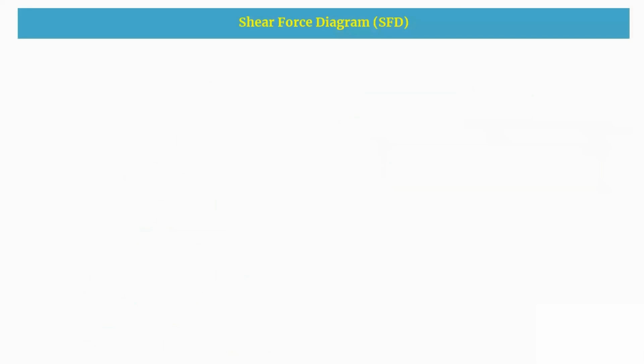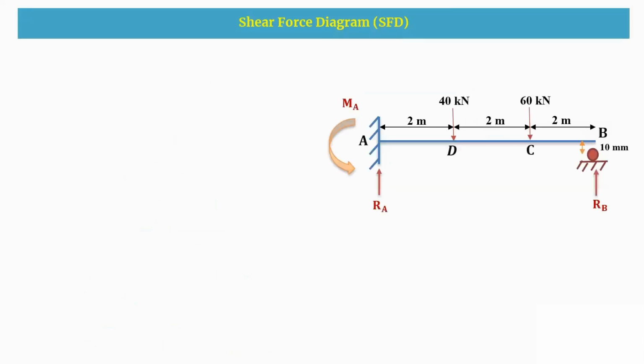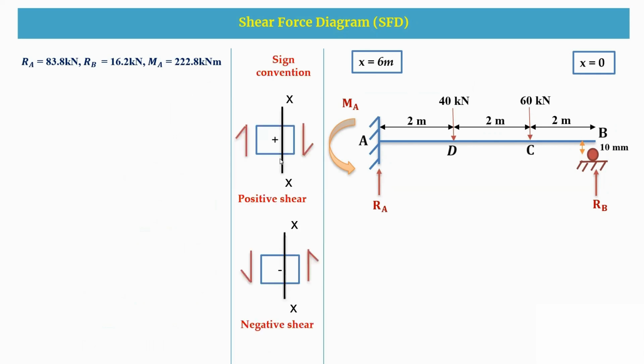Coming to the next slide, we are going to draw the shear force diagram. To draw the shear force diagram for this beam, first we are going to take the limits. I'm starting from B to A. So X is equal to 0 at B and X is equal to 6 meters at A. Now these are the reactions and moment values, and this is the sign convention. Towards this section, when we take the shear force to be clockwise direction, it is positive shear. Towards this section, when the force is in the anti-clockwise direction, then it is a negative shear, both the sides.